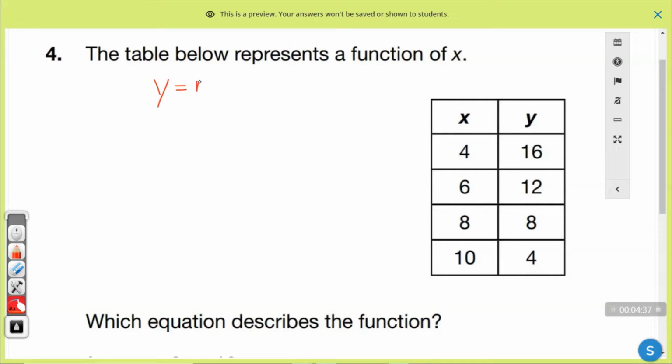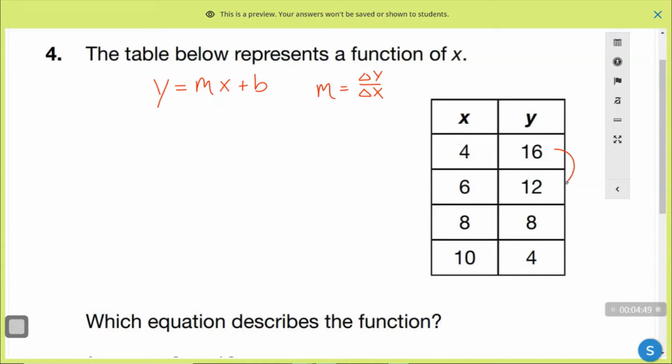And I know that my equation is going to follow my format, y equals mx plus b, where m is going to be my change in y over my change in x, and b is going to be my y-intercept. Let's start by finding my slope. My change in y, I can pick any 2 points I want. I'm going to go from 16 to 12. I'm going down 4. So my change in y is down 4 over, I must use the same 2 points, going from 4 to 6. I'm going over 2. So down 4 over 2 gives me a slope of negative 2.